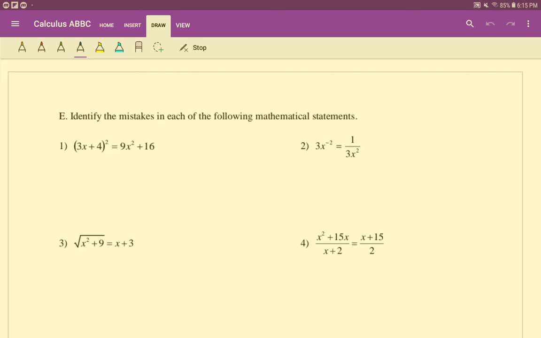So jumping right in here, we can see this situation right here. The error that was made here is that we took the quantity 3x plus 4 and squared it, and the result was 9x squared plus 16. So where did this answer come from? Well, the person squared the 3x, and that gives you the 9x squared. And then when you square the 4, that gives you the 16.